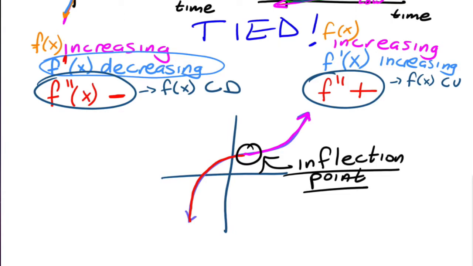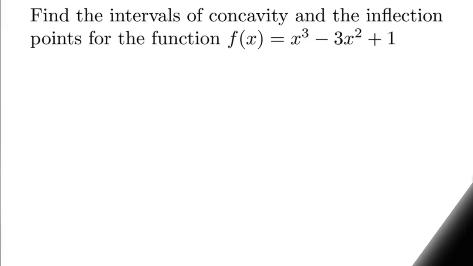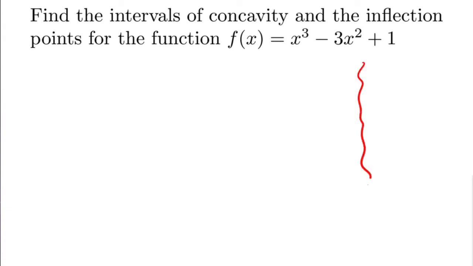Okay, so let's do an example. Okay, so we want to find the intervals of concavity and the inflection points for the function x cubed minus 3x squared plus 1. Okay, so let me do over here, let me write down the steps to follow. So if we're just looking for the intervals of concavity, then what we need to do is we're going to find the second derivative.